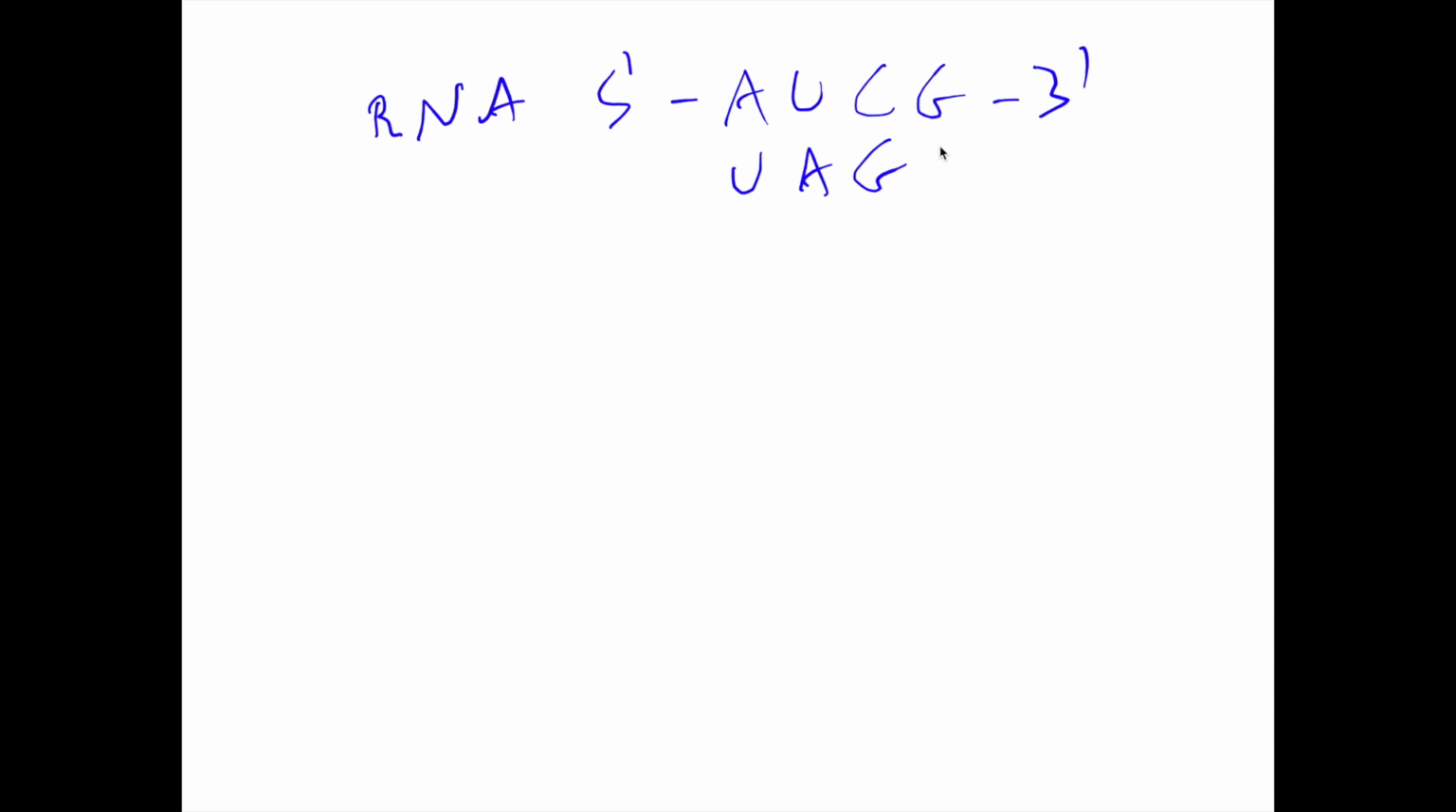Similarly, RNA can pair with RNA. So let's say you have a piece of RNA, and let's say it's 5' A, U, C, G, 3'. So the RNA that would base pair with that: A pairs with U, U with A, C with G, G with C. And then it's still anti-parallel. So this A is 5', this U has to be 3', G is 3', this C has to be 5'. So that's RNA to RNA.